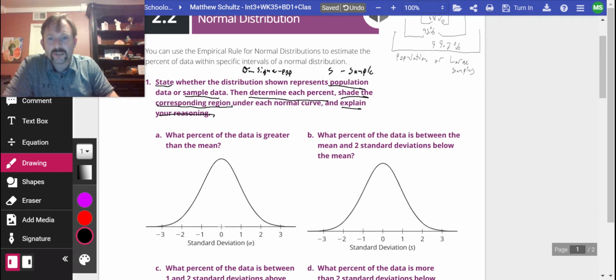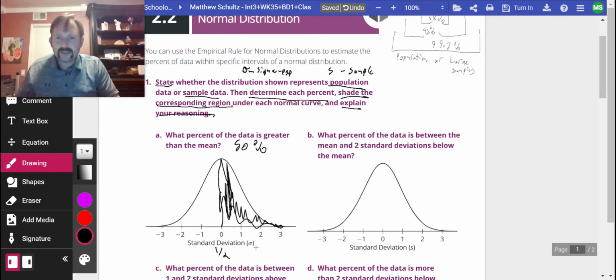All right, so they want to know what's bigger than the mean. If we shade everything above, going all the way this way, it's going to be 50% of the data because the mean is at half. And it's a sigma. So let's quickly type some things out.